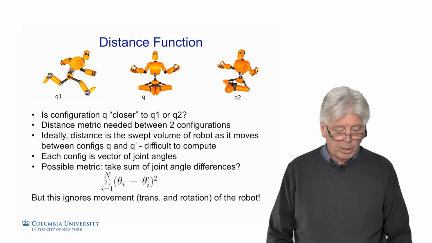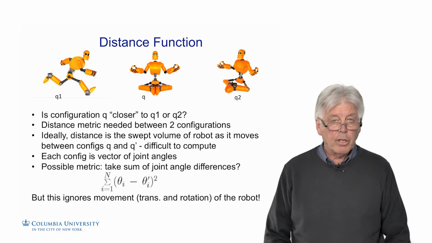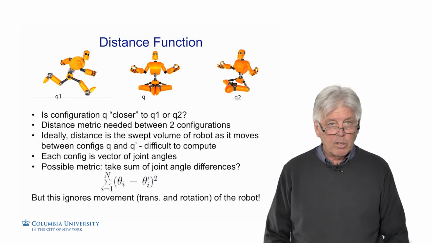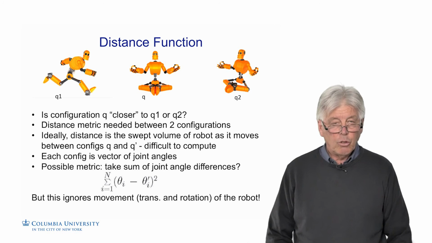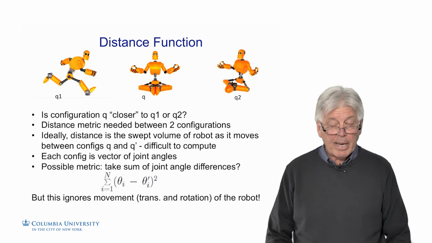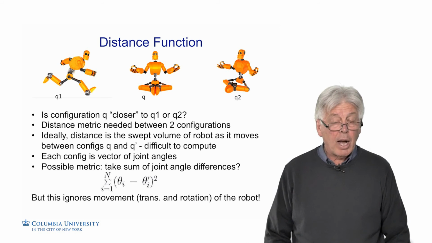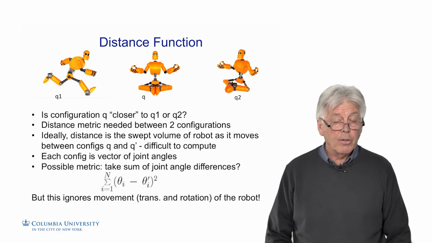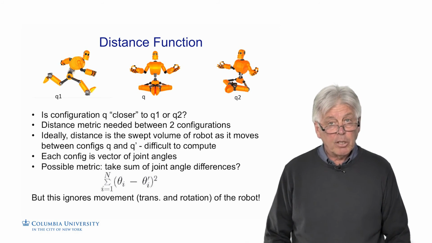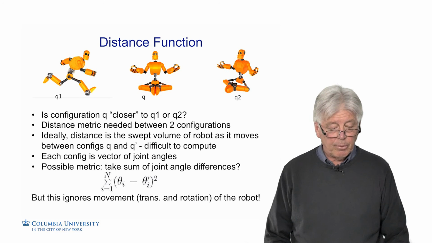It first of all ignores movement, translation, and rotation of the robot. So basically, this assumes the robot hasn't moved in space, it just moved joints. And secondly, some joints are of higher importance than others. For example, you don't really care too much if the fingers move, but you may care a lot if a leg or a hand moves. So this distance function is not trivial to compute.